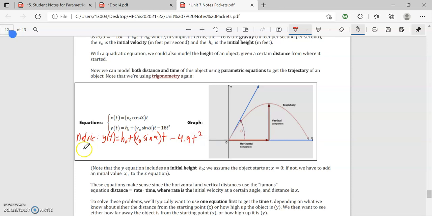Again, just add that to your notes, and then we're going to move on and do some practice problems. Anytime you have metric units in your given information, make sure you use that for the y. Again, the x will not change.